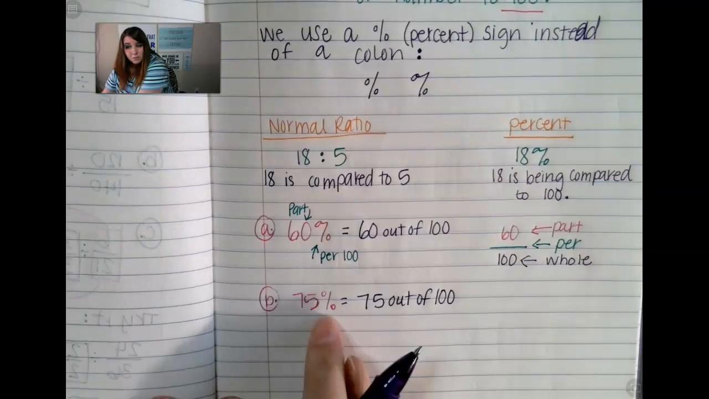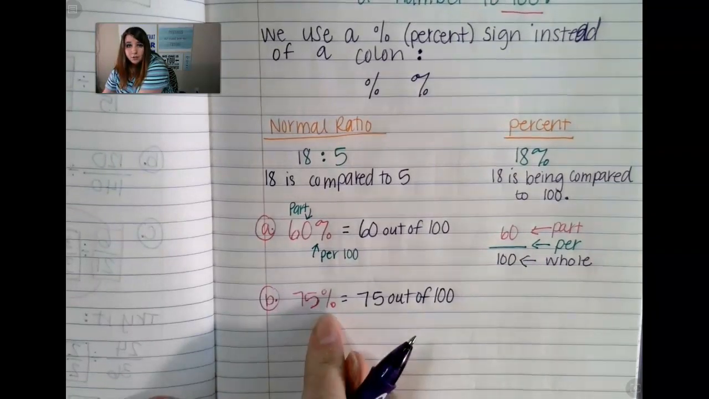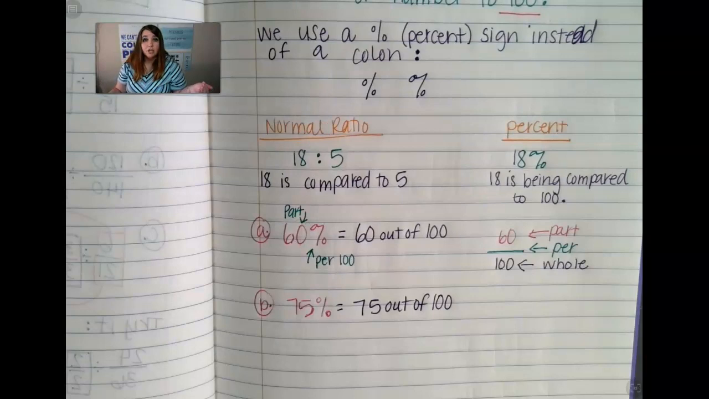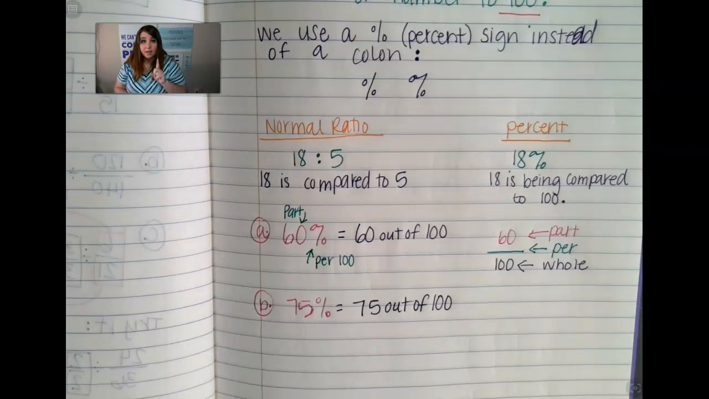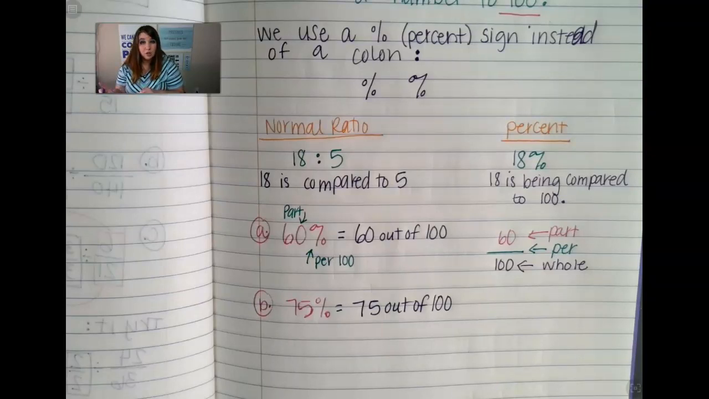Percentages always mean 100. Think of pennies. You have 100 pennies for every $1, right? 100 cents for every dollar. 100 pennies make $1. So that means that you have 100 cents per dollar. So 1 cent is 1 out of 100.